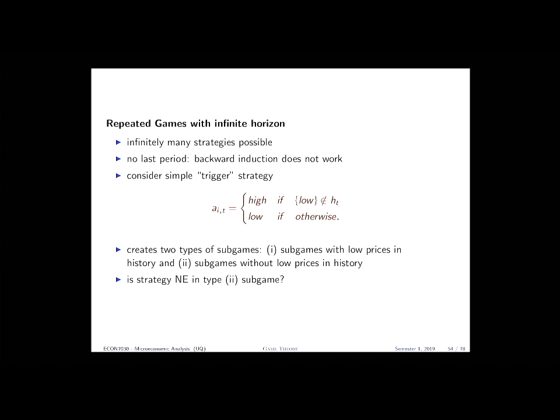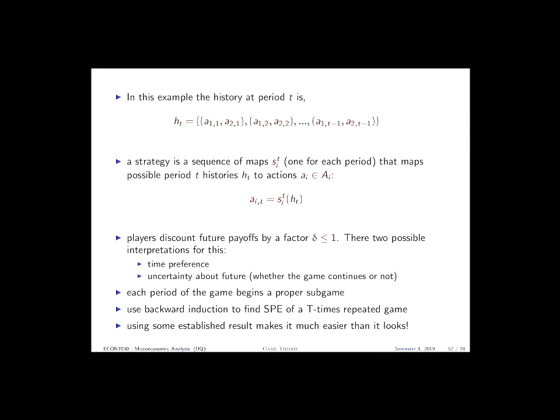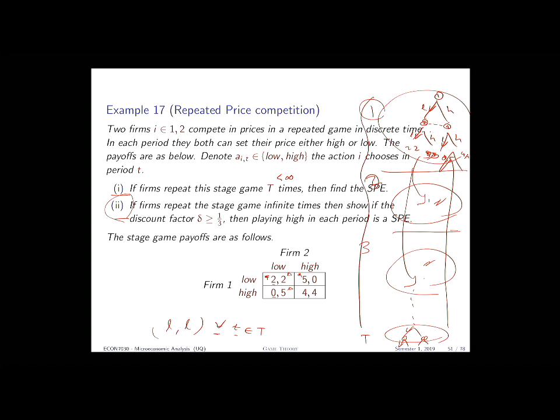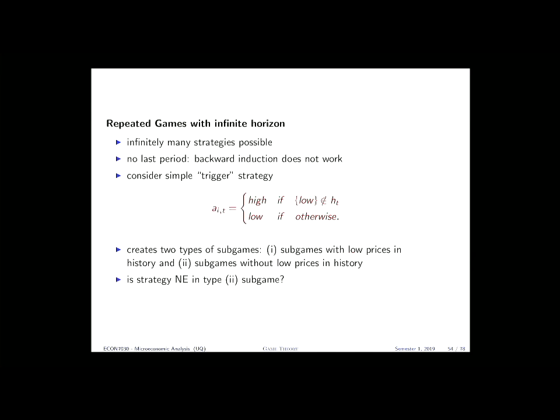So nobody can use the same method as I just did here to find the SPE of an infinite horizon game. What we do for infinite horizon games is use another established result, but I first show you how to find this in the example that we just gave you, and then I give you the definition of the result. That makes things much easier.